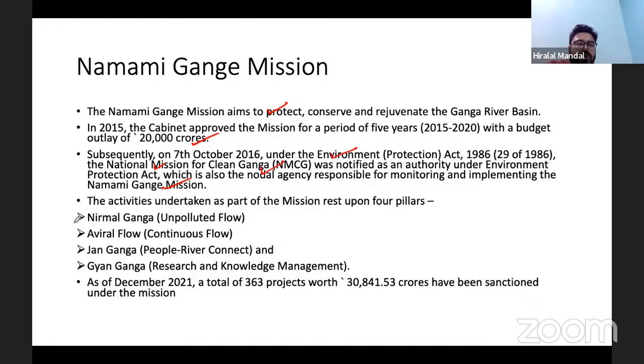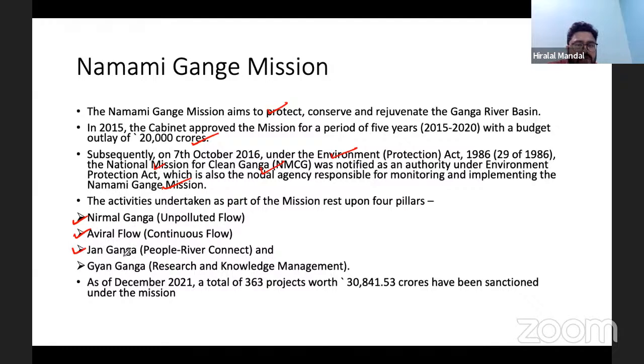One is about the Nirmal Ganga. So basically, it aims at reducing the pollution of the river water and ensuring the flow of the river water in the country. There is also Aviral flow, meaning the continuous flow. So the polluted items will be removed from Ganga.